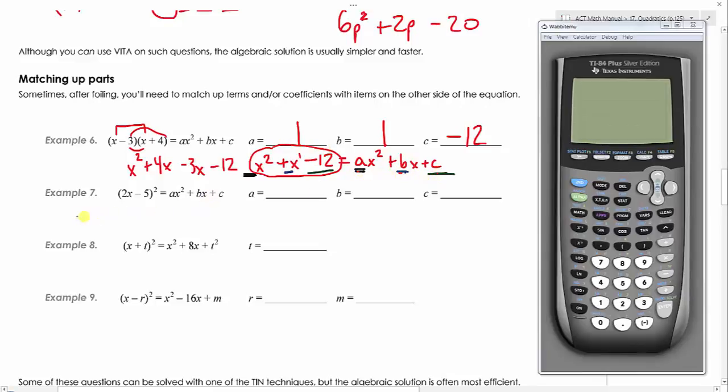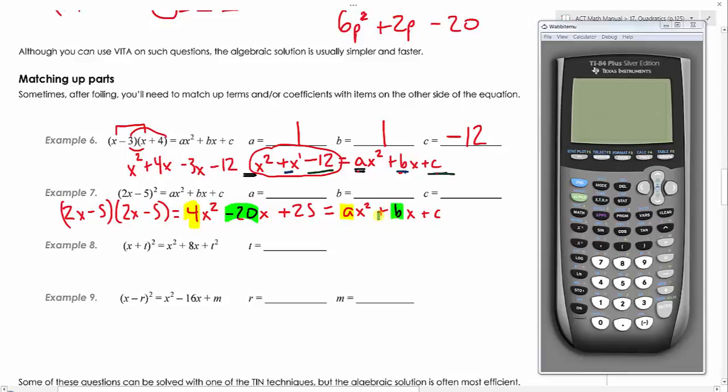So in example 7, very similar. We've got 2x minus 5 squared. So I'm going to do 2x minus 5 times 2x minus 5. That's going to be 4x squared. This is going to be negative 10x minus a 10x, so negative 20x, and then plus 25. And that equals, as they tell me, just like in the previous question, ax squared plus bx plus c. So again, remember what we said. We said that this 4 and this a correspond. We said that this negative 20, which is in front of the linear term x, and this b correspond.